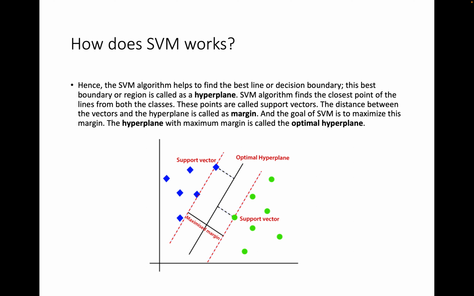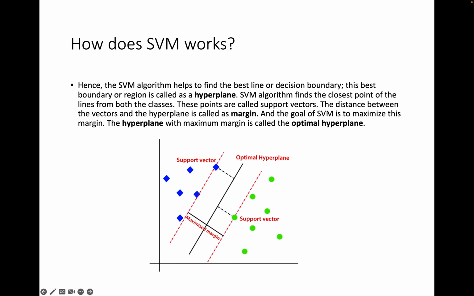ठीक है, तो दिख रहा है सपोर्ट वेक्टर लिखा दोनों साइड पे इधर. SVM algorithm finds the closest point of the lines from both the classes. These points are called support vectors. ठीक है, the distance between the vectors and the hyperplane is called margin. ये hyperplane है, optimal hyperplane.